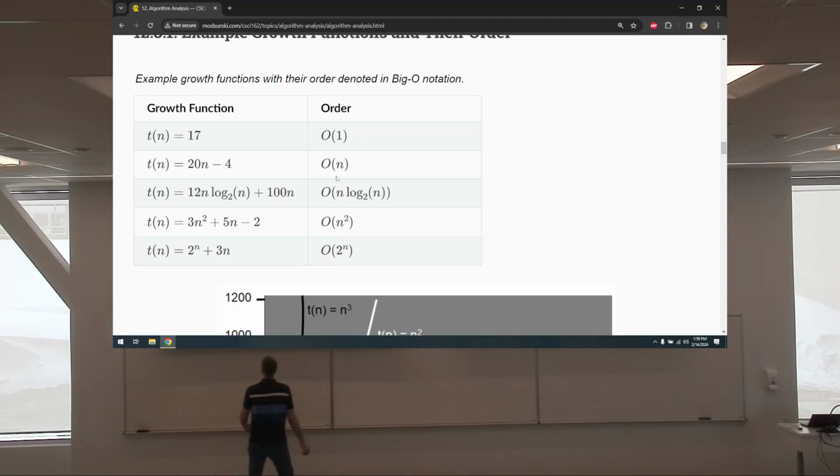3n squared plus 5n minus 2, big O of n squared. 2 to the n plus 3n, well, that's 2 to the n. Now I'm going to warn you, if you have an algorithm that takes 2 to the n amount of work, you're screwed. That said, often, if you have a problem that's so complex that the only algorithm you can come up with to solve that problem looks like that, right?